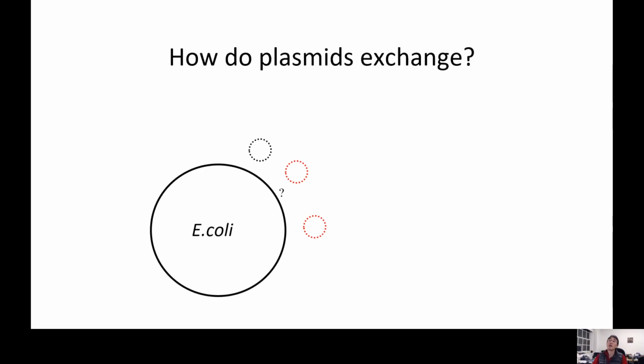Right? So earlier, plasmids were exchanged by conjugation in wild type E. coli. But we're not doing that. We want to put these plasmids into E. coli using transformation. So this is a transformation, right? So how do we do that is the question.